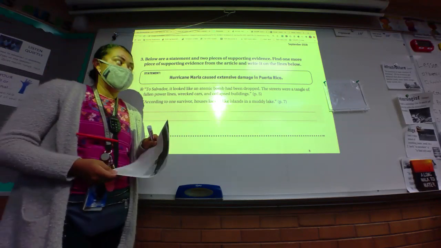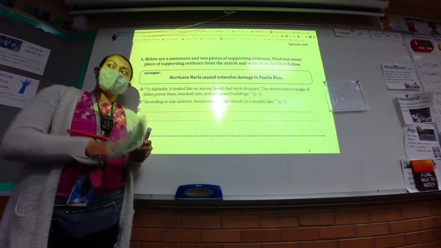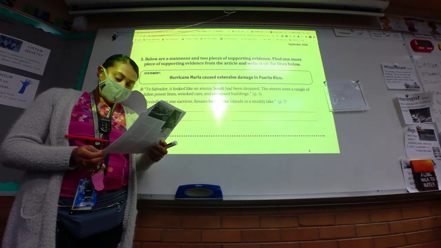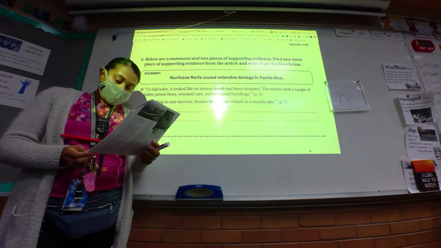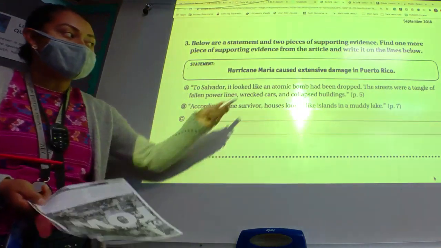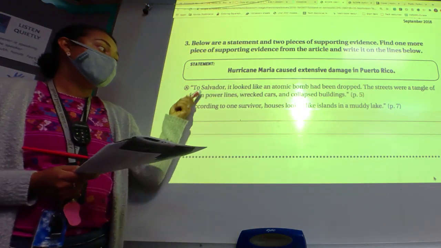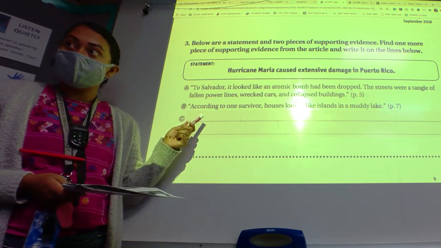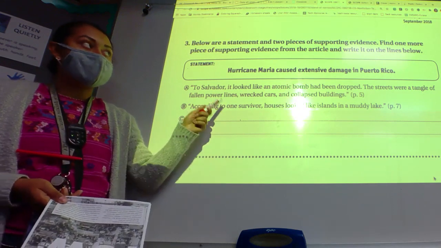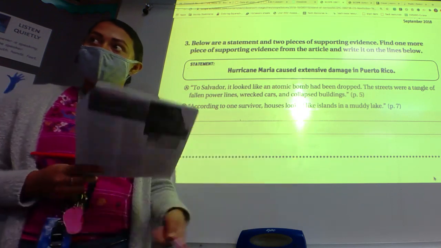Hurricane Maria caused extensive damage in Puerto Rico. So what's another detail that shows that this hurricane was really, really bad? Yeah, but that's already a text evidence here. We need to find another one. So these two are already ones, because he said "according to." Yeah, that's another text evidence. Our job is to find the third one and fill it in right here. Okay?